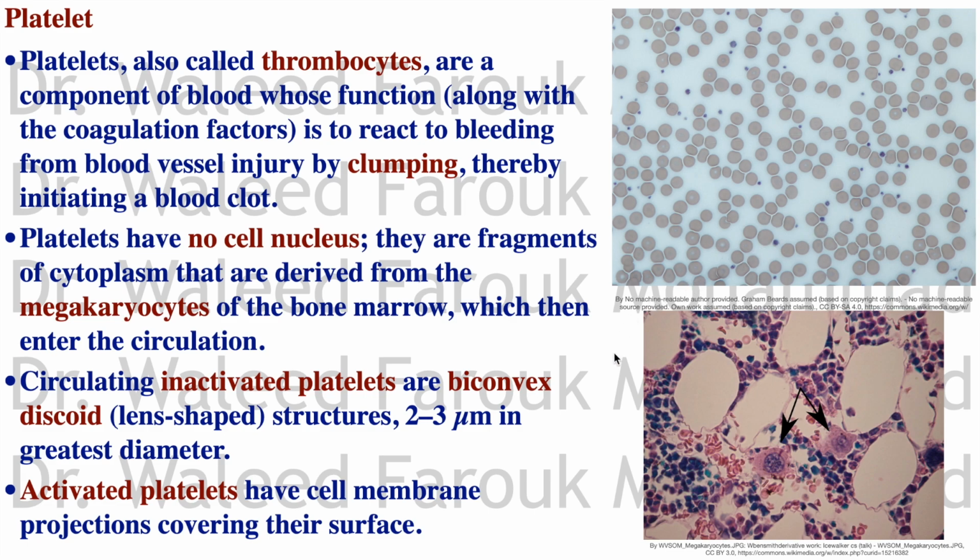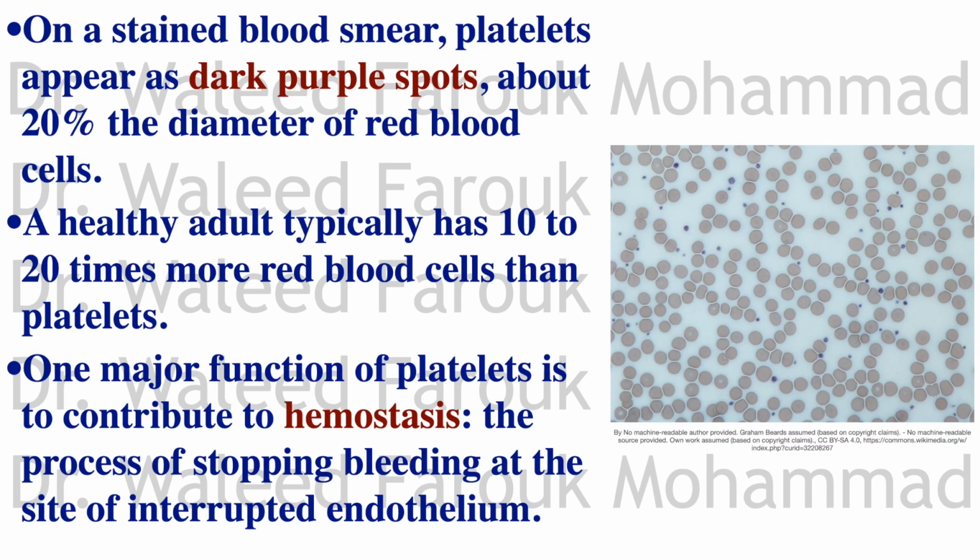The inactivated platelets, meaning not clumping, are biconvex discs, meaning lens-shaped. When activated, meaning in the formation of a blood clot, they have cell membrane projections covering their surface. On a stained blood smear, like you see here, they appear as dark purple spots, as mentioned before, and they are smaller in diameter than the RBC.